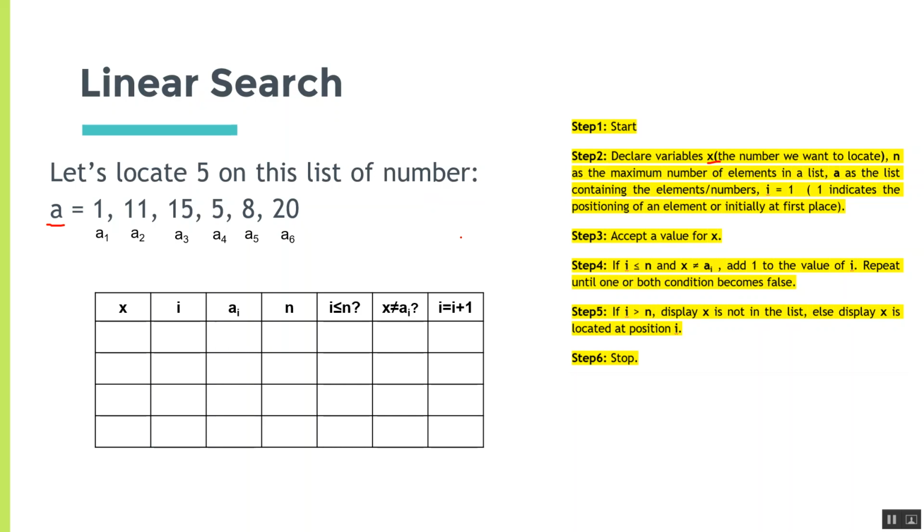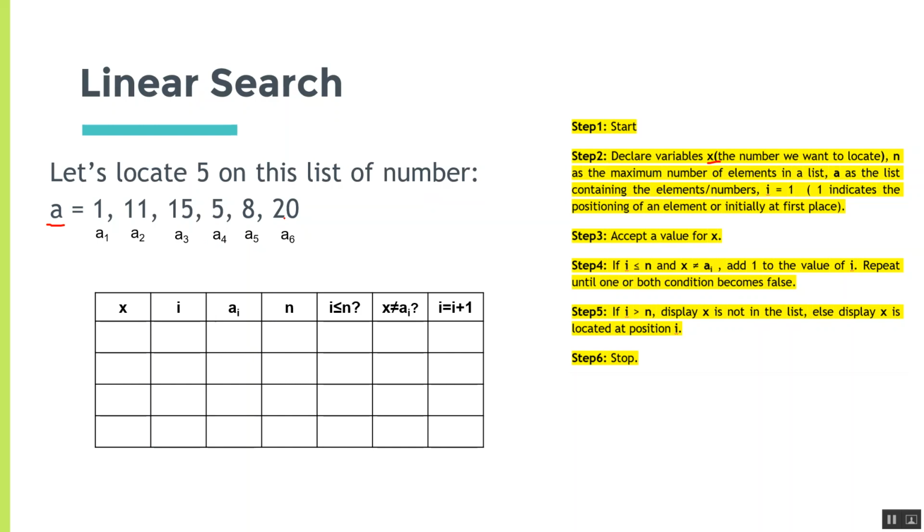If we combine it as a subscript in our list A, it would look something like this. A sub 1 is 1, A sub 2 is 11, A sub 3 is 15, A sub 4 is 5, A sub 5 is 8, A sub 6 is 20. So i is actually the position of an element in our list A: the first element in set A, the second, the third, the fourth, the fifth, and the sixth element in set A.